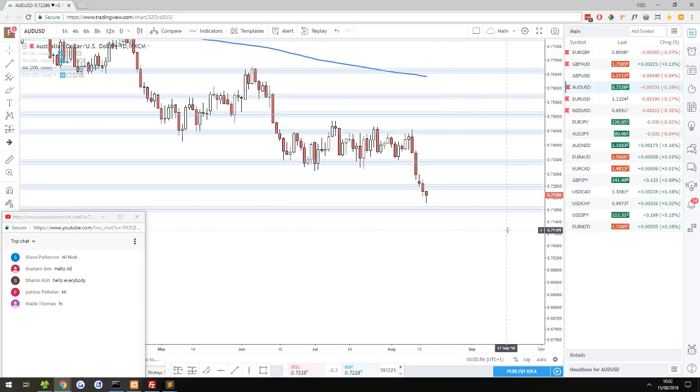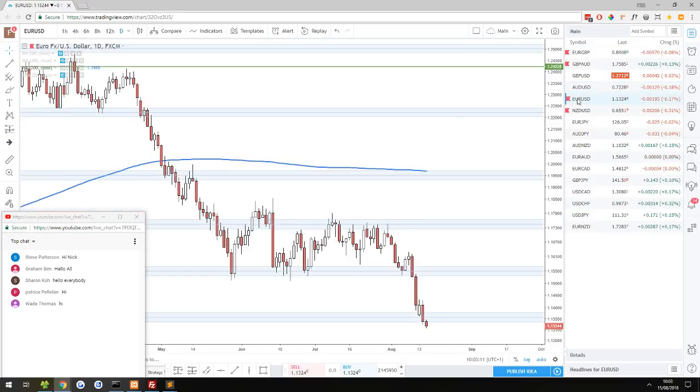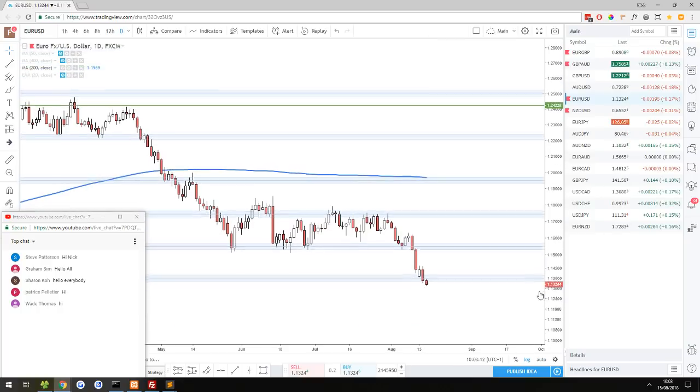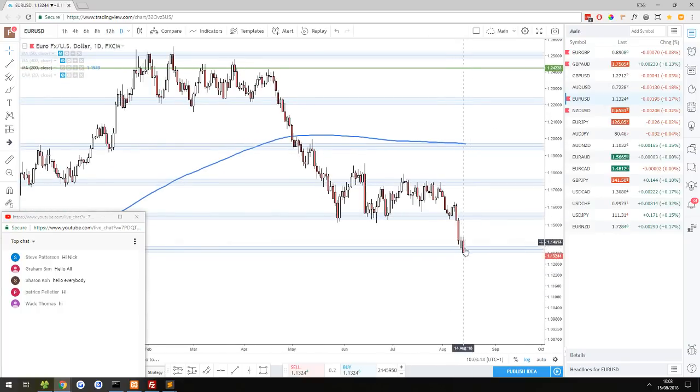AUD/USD yesterday, we were looking for price to stall on top of this support area. Didn't stall, but you know, that's normal. We were just waiting and watching, and it never happened, so we're just going to tick this one off the list. There's nothing happening here right now. I'm looking out for the next support area, which is at 0.7180.